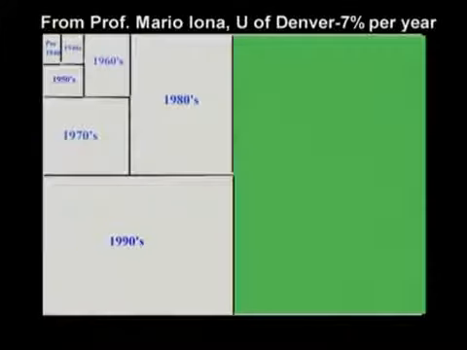Now, here we see graphically what President Carter told us. Now, if that 7% had continued through the 70s, 80s, and 90s, there's what we need. But that's all the oil there is.